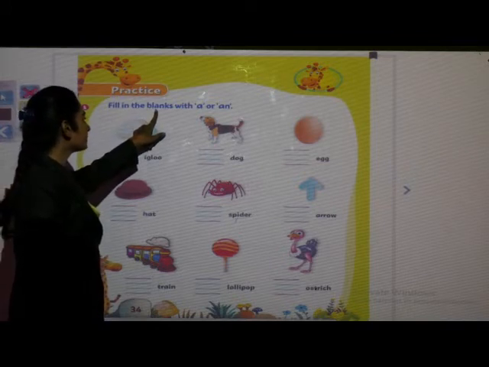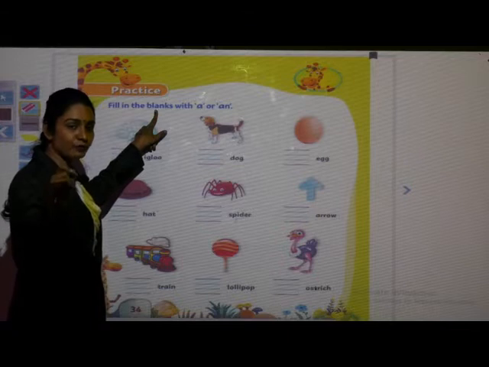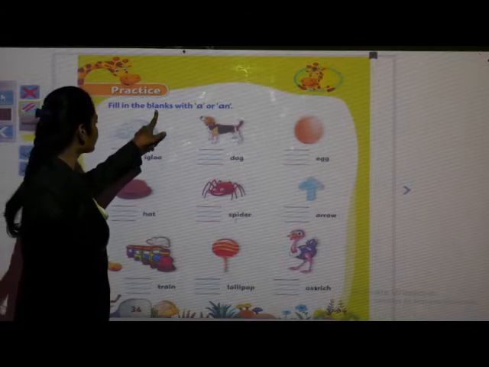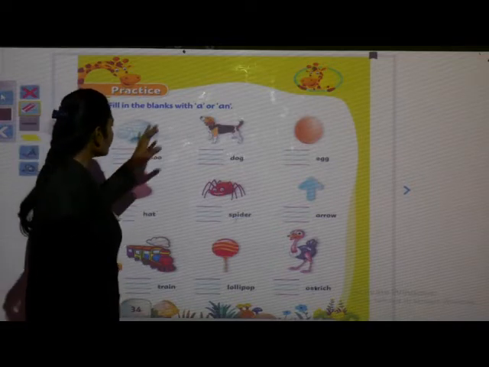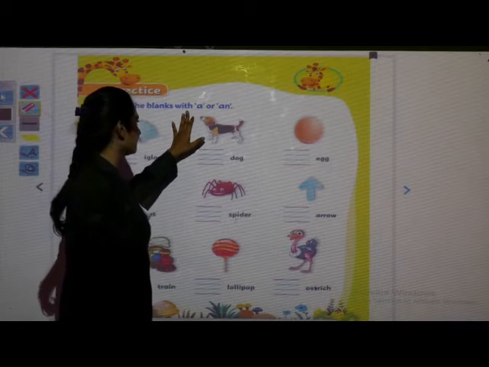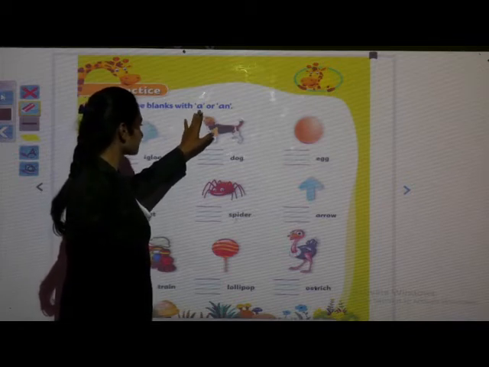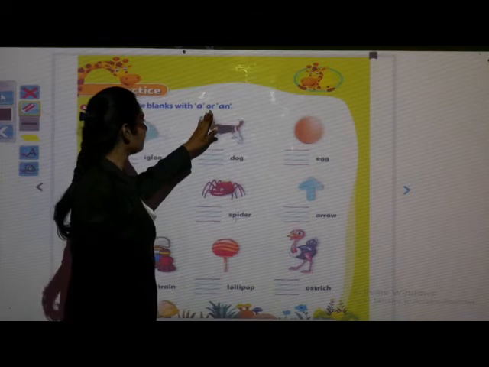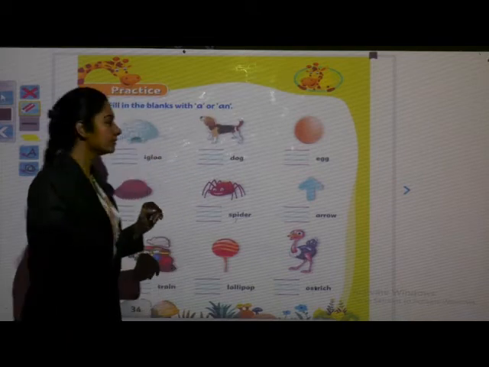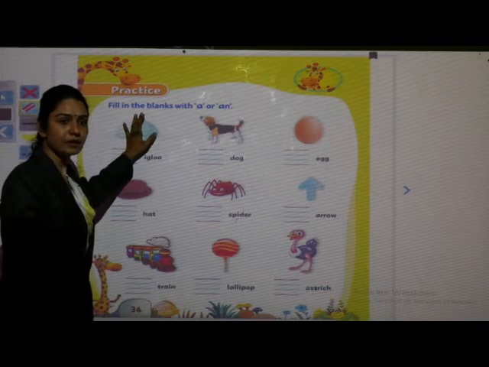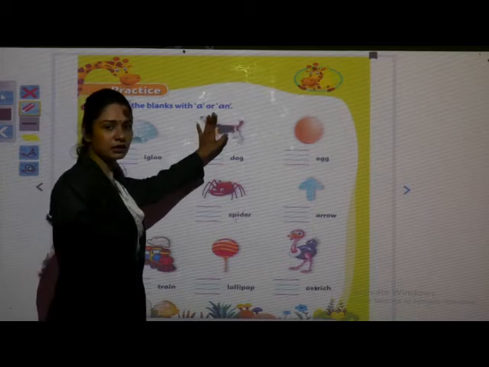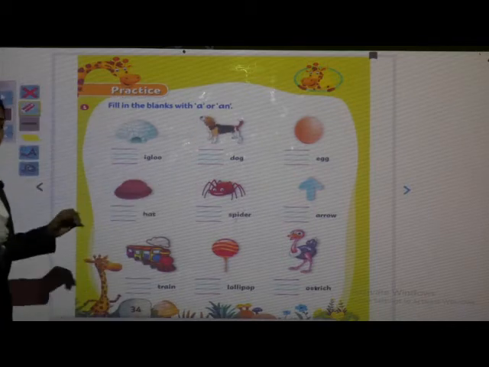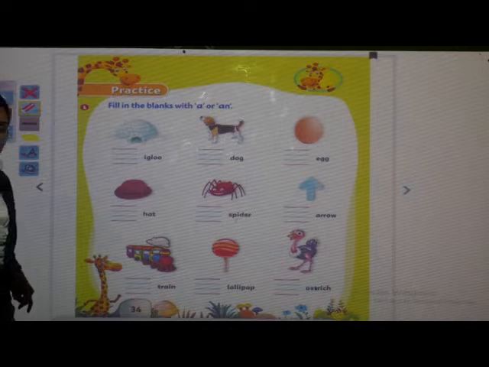B-L-A. Below those letters you have to put your finger. B-L-A. N-K-S, blanks. W-I-T-H, with. A. O-R, or. A-N, and. Fill in the blanks with A or an.